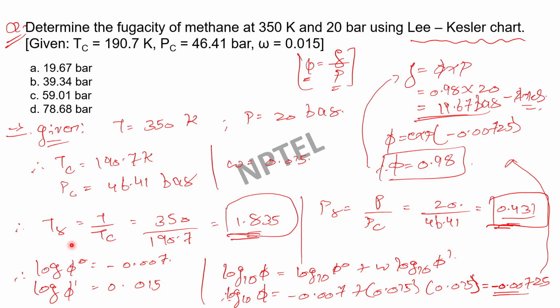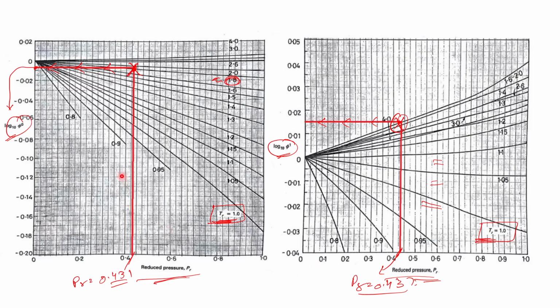Now we know the reduced temperature and reduced pressure formulas: Tr equals T by Tc and Pr equals P by Pc. We can find the values of Tr and Pr, and we can use this equation: log phi equals log phi naught plus omega log phi 1. We take the logarithm of both values, and you can find these values with the help of the Lee-Kessler chart. Here you can see the Lee-Kessler charts.